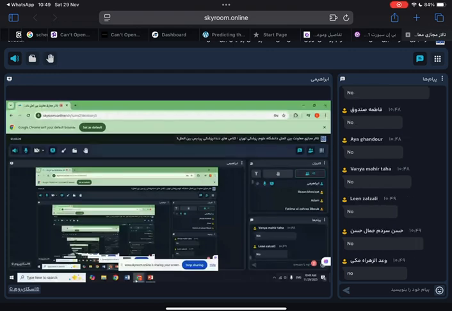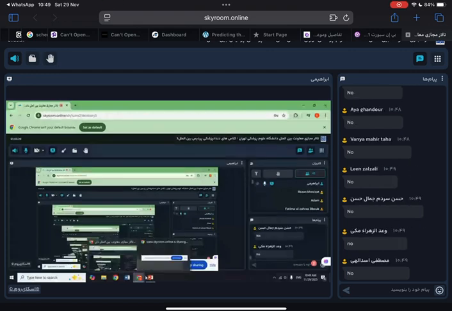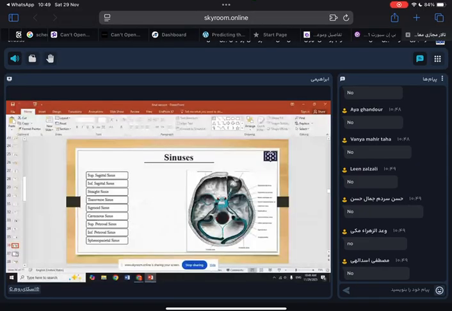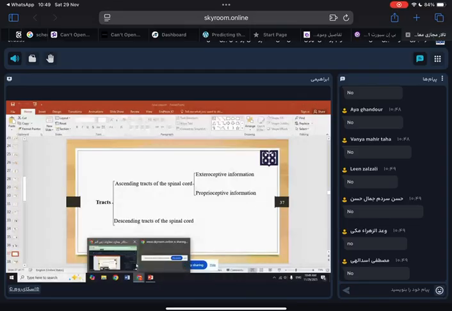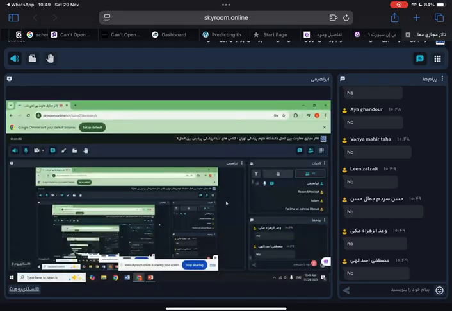Okay, we continue. We reach this part, the tracts. I told you before, we are here to study neuroanatomy for what? For understanding the tracts. It means that we have sensory tracts and motor tracts, or ascending tracts and descending tracts. I'm asking one question. Tell me, for example, the spino-olivary tract: is it an ascending tract or a descending tract?